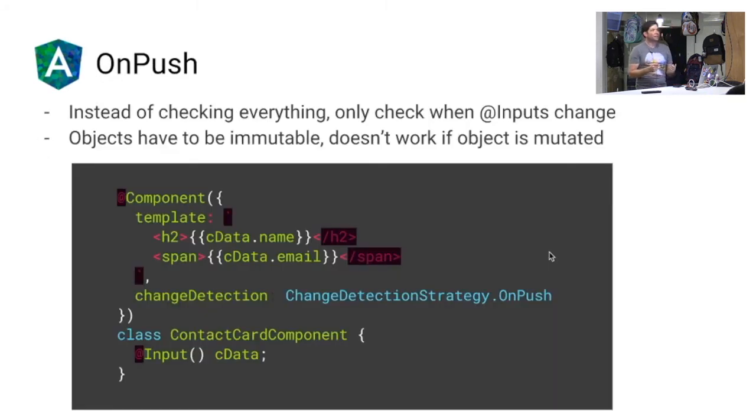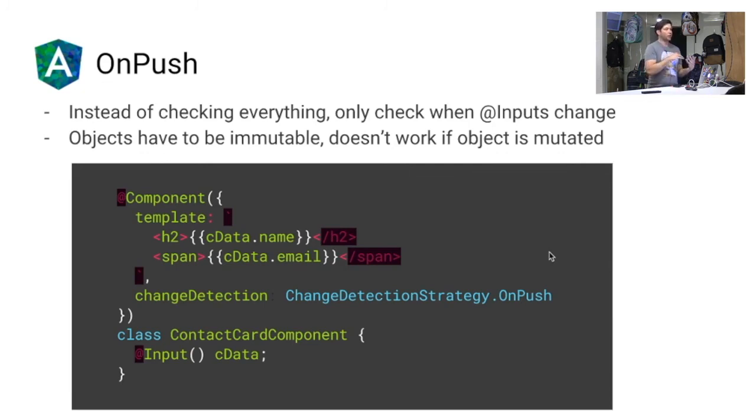Other advanced change detection tricks you can use: OnPush. Your components all have their own change detector, and you can modify how it works. The most common way is to change the change detection strategy to OnPush. What this does is, instead of checking all the properties of your component, it only does change detection when its inputs change. And the important thing is it doesn't do a deep inspection. It only checks the reference. So if you had an object that you mutated, it wouldn't pick up on that. You would have to actually replace the object with a new one.